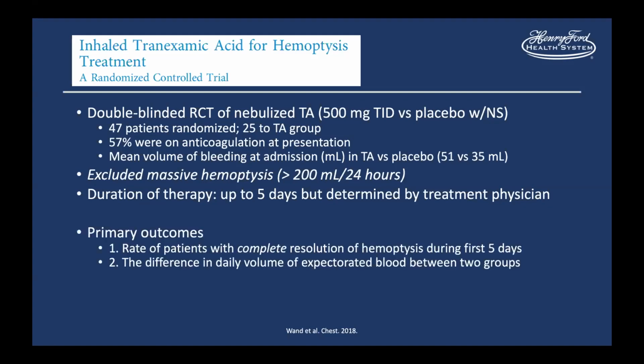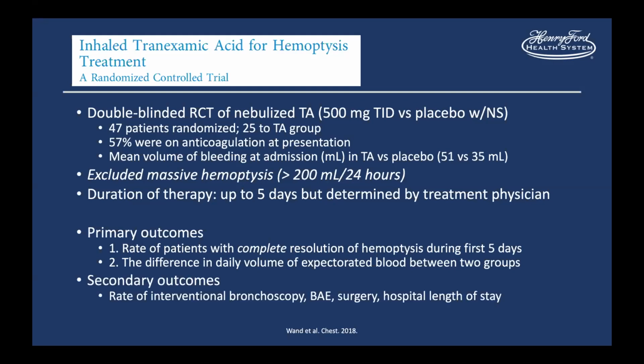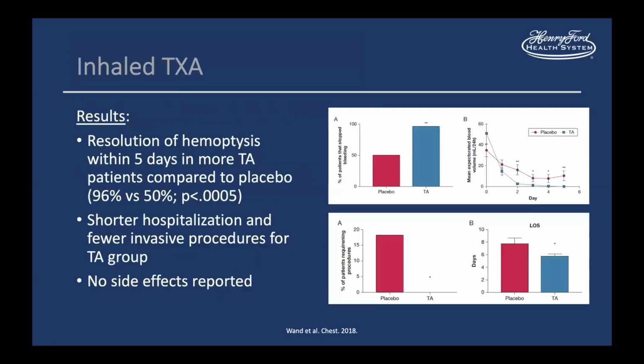The primary outcome was the rate at which patients had complete resolution of hemoptysis during the first 5 days. And then they also looked at the difference in daily volume of expectorated blood between the two groups. Secondary outcomes included rate of needing interventional bronchoscopy, bronchial embolization surgery, and hospital length of stay.